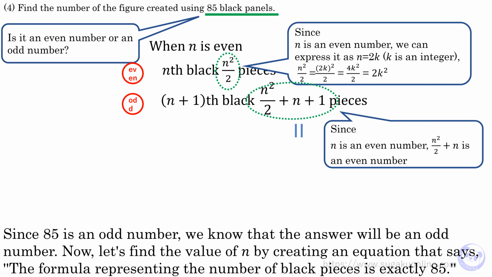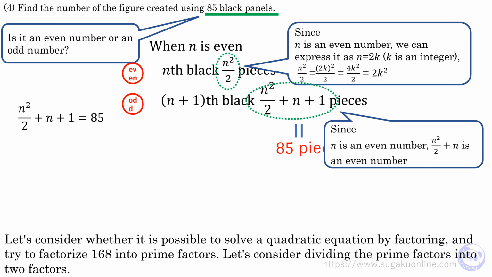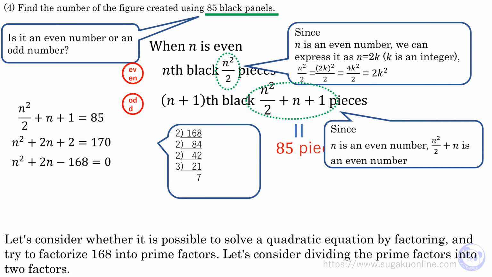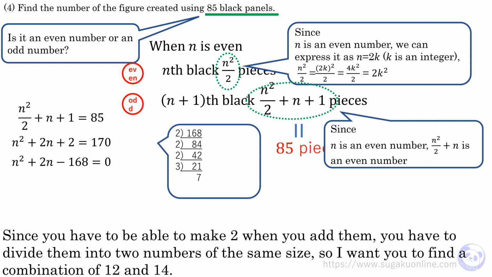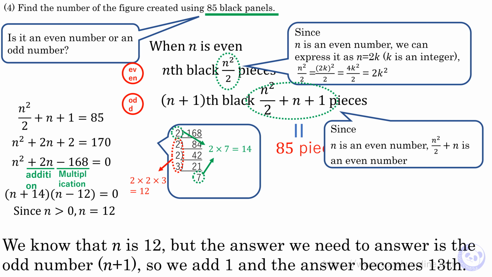Now, let's create an equation that shows the number of black pieces is exactly 85. Let's consider whether it is possible to solve a quadratic equation by factoring, and try to factorize 168 into prime factors. Let's consider dividing the prime factors into two factors. Since you have to be able to make 2 when you add them, you have to divide them into two numbers of the same size, so I want you to find a combination of 12 and 14. We know that n is 12, but what we need to answer is the odd number n plus 1, so we add 1 and the answer becomes 13.